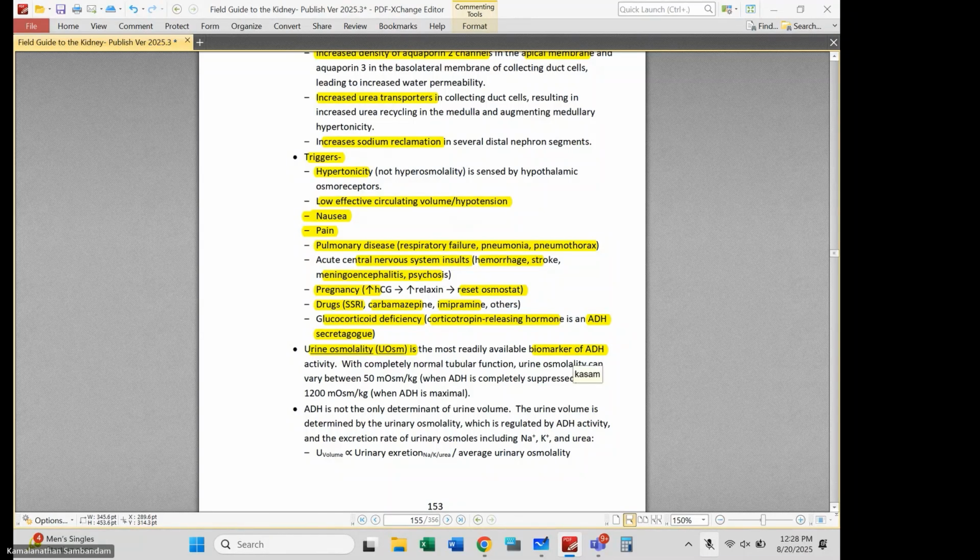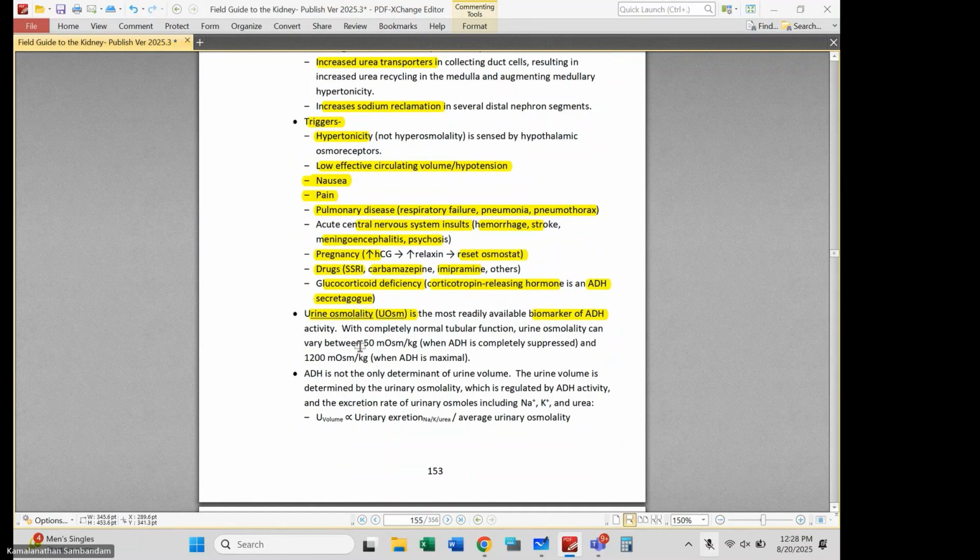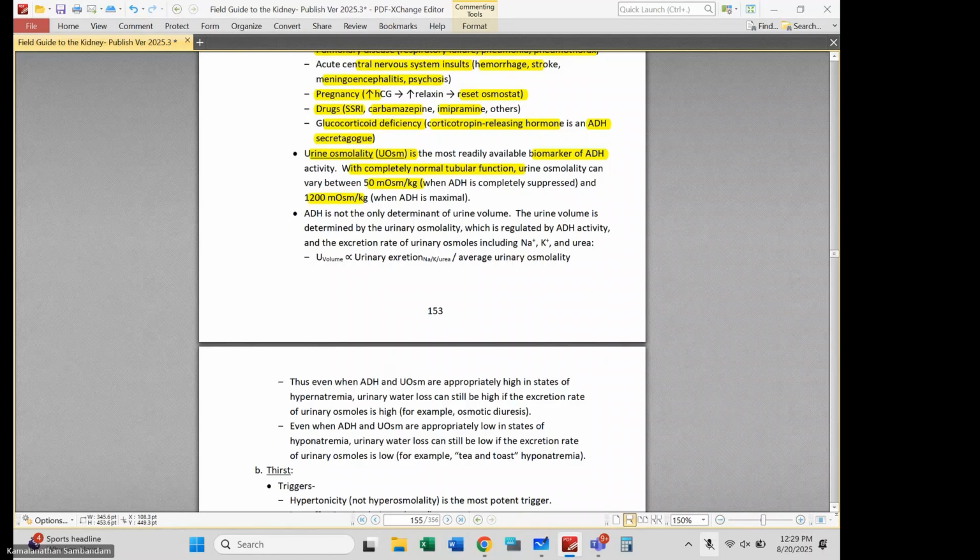We use urine osmolality. If your urine osmolality is high, that generally tells you ADH is high, okay? And with completely normal tubular function, we have a pretty large bandwidth for urine osmolality. When vasopressin is completely off, you can make an exceedingly dilute urine, 50 milliosmoles per kilogram. That compares to the normal serum osmolality of around 280, so very dilute, okay? And you can make a very concentrated urine, up to as much as 1,200 in a young kidney with intact capacity for concentration, okay?